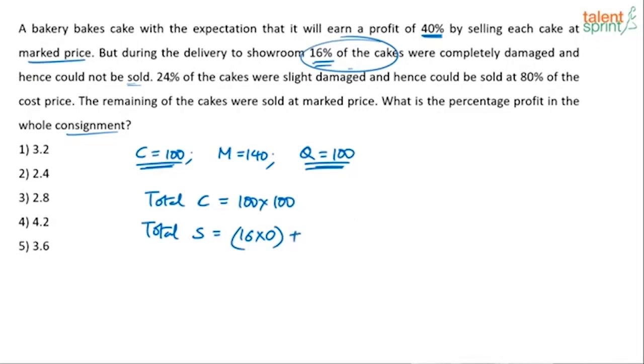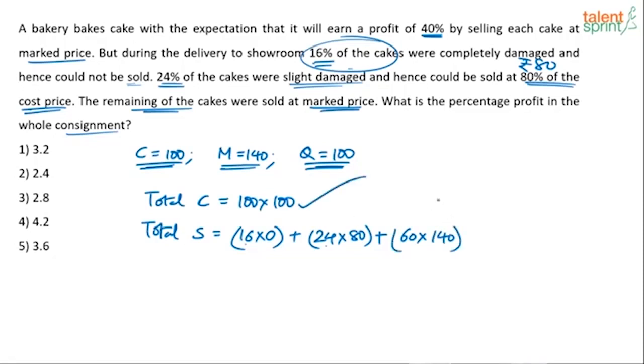Then next comes the 24% part. 24% of these 100 cakes were slightly damaged and hence could be sold at 80% of the cost price. See, the cost price is 100. 80% of the cost price would mean 80 rupees. So 24% is 24 cakes. They were sold at what price? 80 rupees. And the remaining cakes. Remaining cakes are how many? 16 plus 24, 40 are gone. So out of quantity 100, if 40 are gone, remaining are 60. 60 were sold at the marked price. What is the marked price? 140.